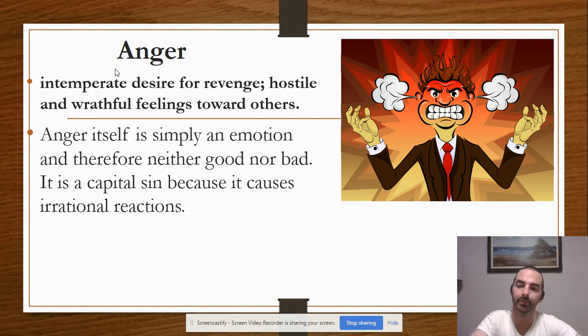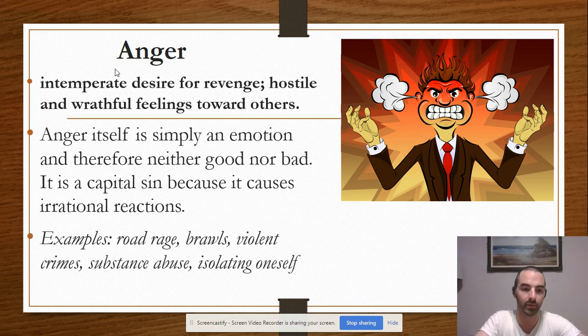Anyways, guys commit sins of anger when we actually fight each other physically. We're more prone to that than women. Road rage, brawls, violent crimes, substance abuse. Some people, out of anger, just frustration, that's when that causes them to drink too much, to use too many drugs. Anger can be the cause of a lot of drug sins. And some people get so angry they just cut themselves off from reality.